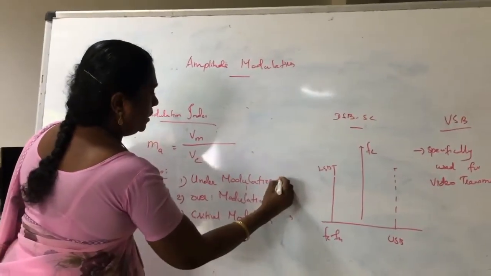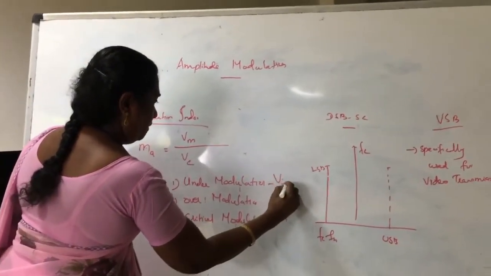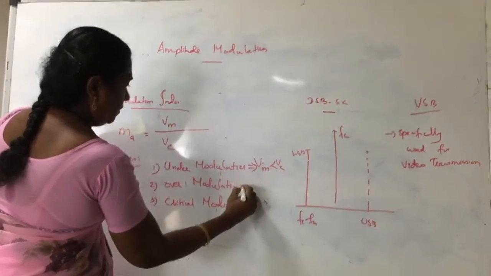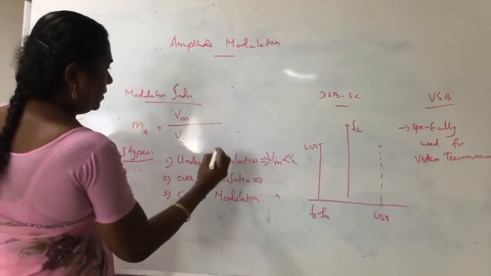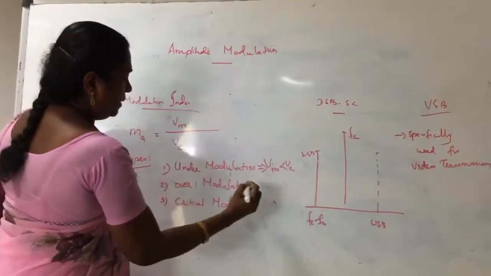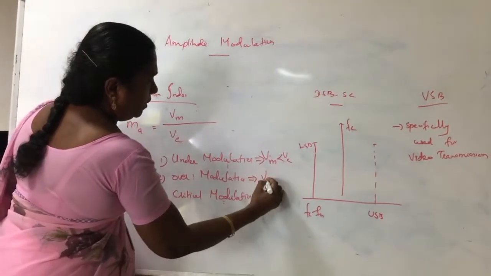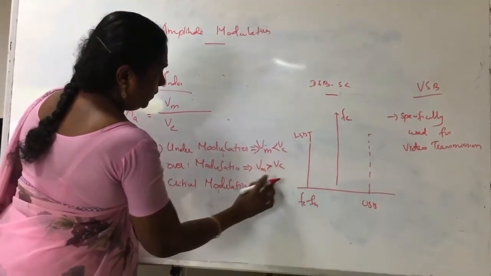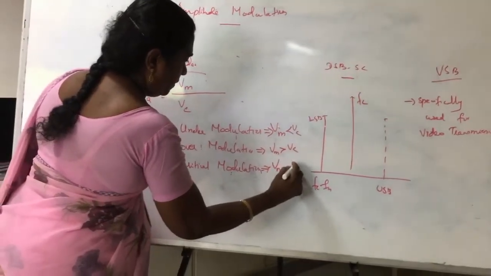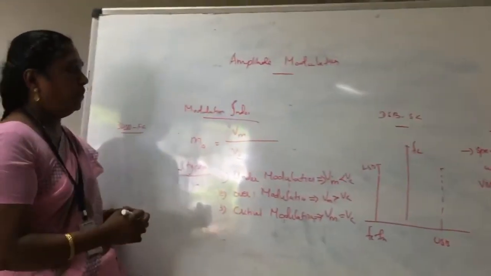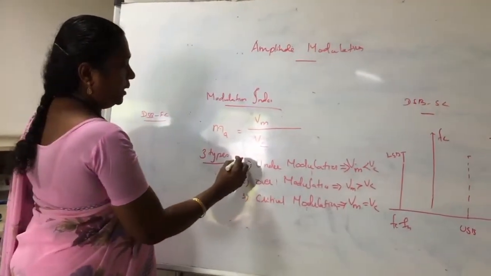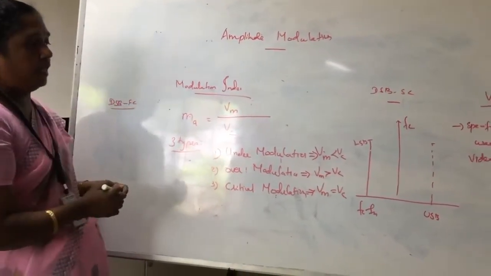In under modulation, the value of VM is less than VC. It depends upon the value of the modulation index. If the MA value is less than 1, then we can say that VM is less than VC. In over modulation, VM is greater than VC, and in critical modulation, VM is equal to VC. Okay. So based on the modulation index, you can classify this modulation into 3 types: under modulation, over modulation, and critical modulation.